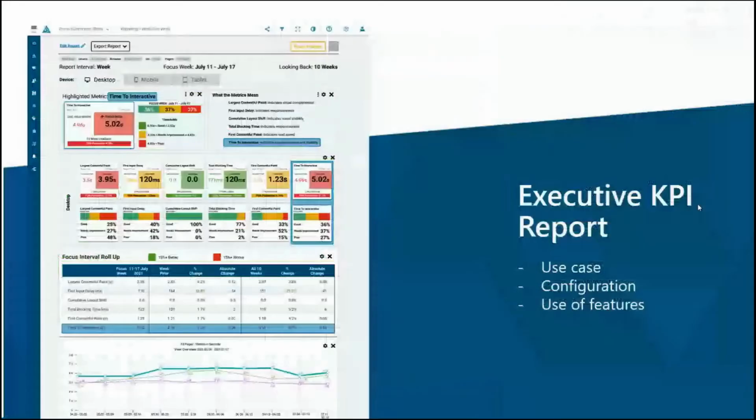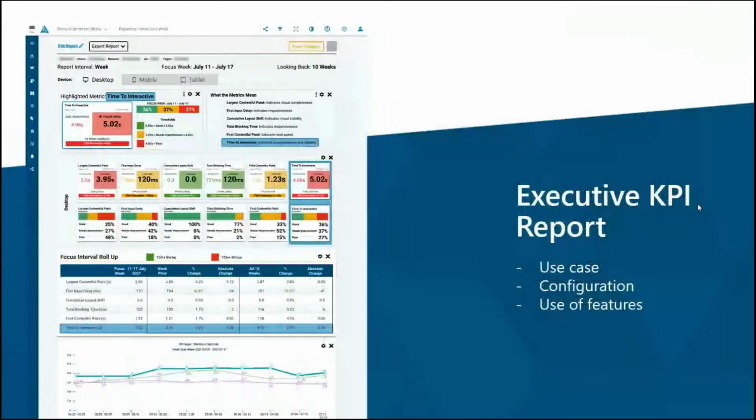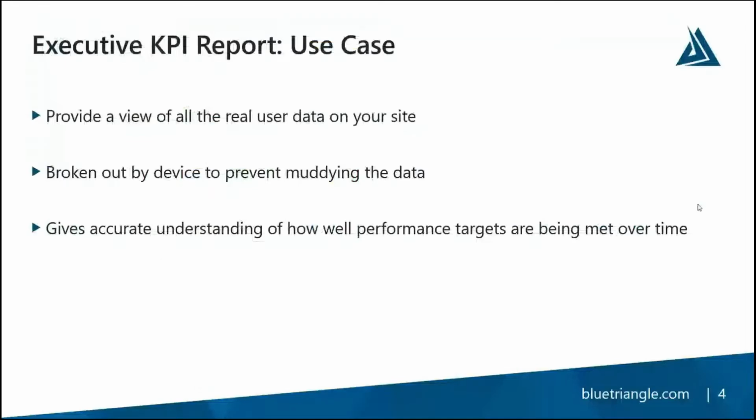So the first report that we're going to be looking at today is called our Executive KPI Report. And this is one that has been in production for a little while now, probably close to 2 months. We came out with this early in the year due to wanting to give you a better understanding of your site's traffic overall and understanding specifically the real user data that comes to your site. So the real user traffic on your site is going to be all of your real users that come to your site from anywhere in the world. If you're using Blue Triangle's tag, that's pretty much always the case.